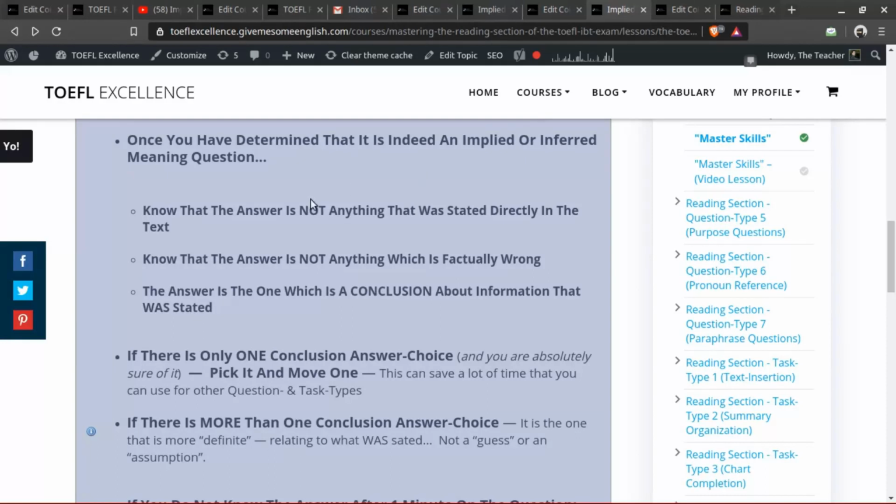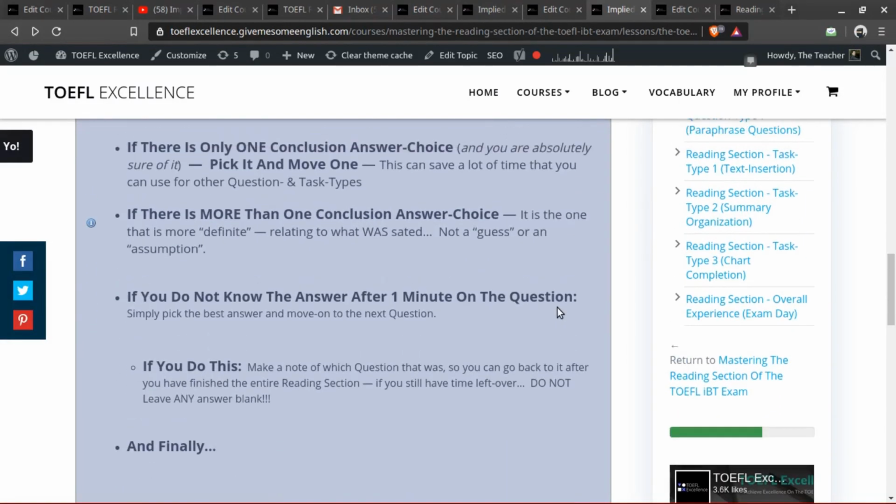So once you've done that, know once again that the answer was not directly stated. The answer is not anything that was directly stated. The answer is not anything which is factually wrong. The answer is the one which is a conclusion about the information that was stated. So this is where we get into the master skills. Now, if you're a confident person and you know that you've got the right technique, and you're absolutely sure that there is only one conclusion answer choice, then you can pick that answer and move on to the next one, and you don't even have to check to make sure that that is the correct answer.